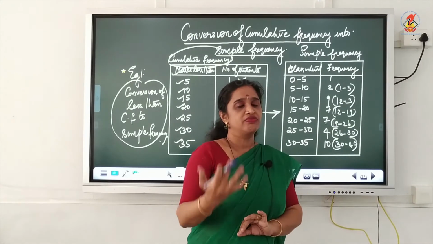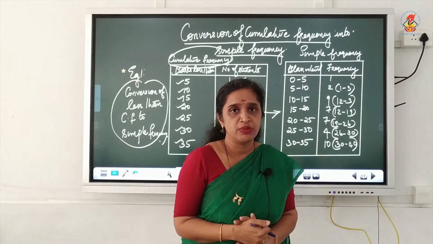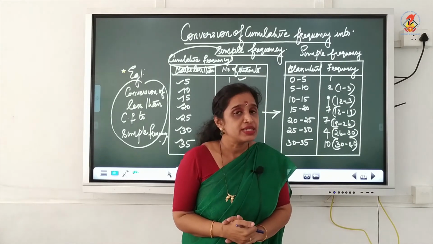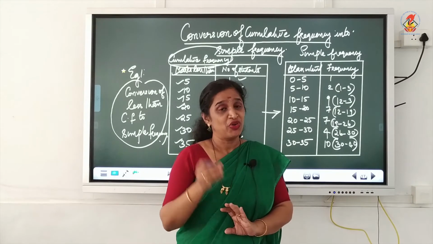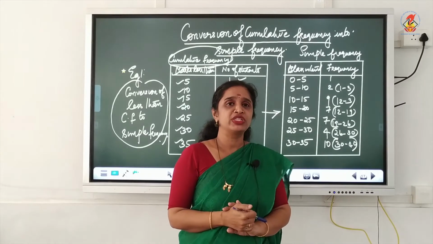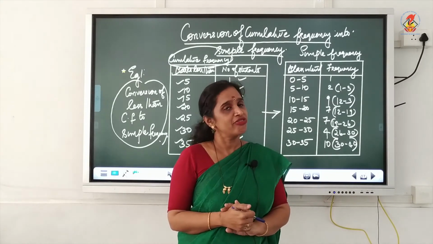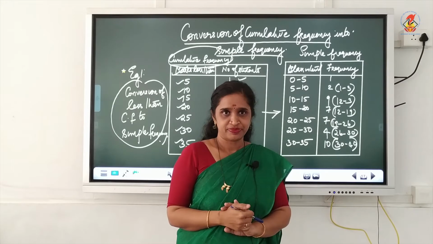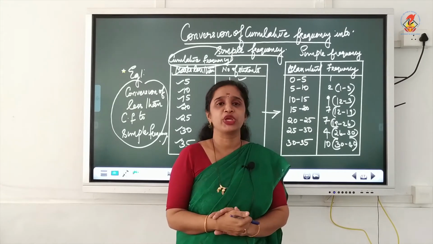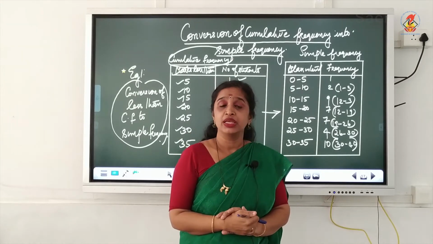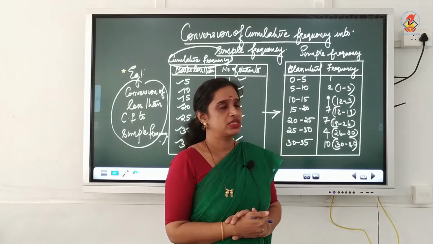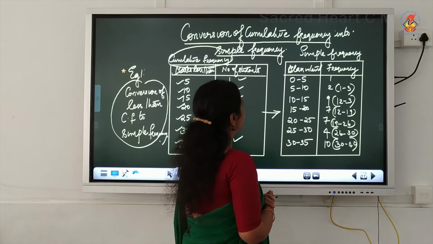When we are converting the cumulative frequency to a simple frequency, it should be written in the form of class interval and frequency. For less than and more than cumulative frequency, your table will be written in the form of less than or more than. When you convert it into simple frequency, you have to frame the table with two columns, namely class interval and frequency. Now let us see how we convert it.